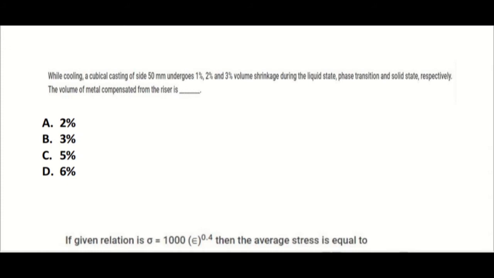You need to calculate. You know that risers are used to compensate shrinkage before solidification, that is, liquid shrinkage and shrinkage during phase change. Therefore, the volume of metal compensated from the riser will be equal to 1% for the liquid state plus 2% for the phase transition state, that is, the sum of 1% and 2%, which is equal to 3%. The volume of metal compensated from the riser is 3%.